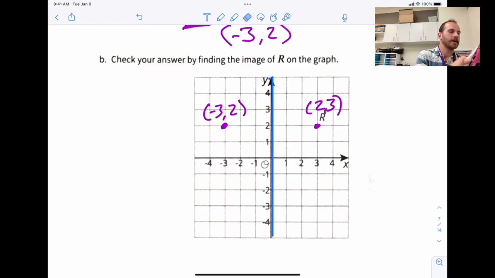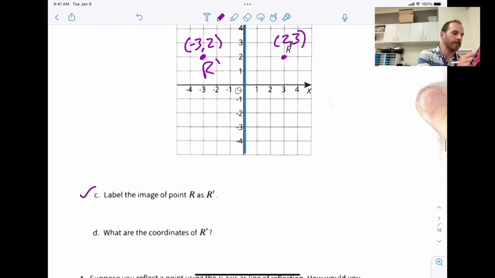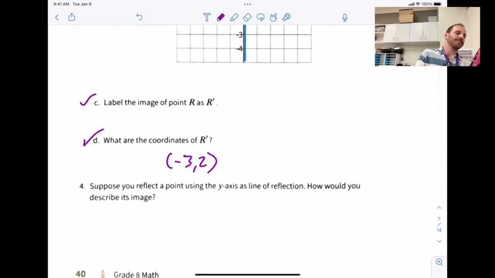It's great. Okay. Fantastic. So we'll label the point of R as R prime, as it says down here. Check. What are the coordinates of R'? Well, as we see, it's -3, 2. Check. All right. Now it says, suppose you were reflecting a point using the y-axis as a line of reflection. How would you describe its image?